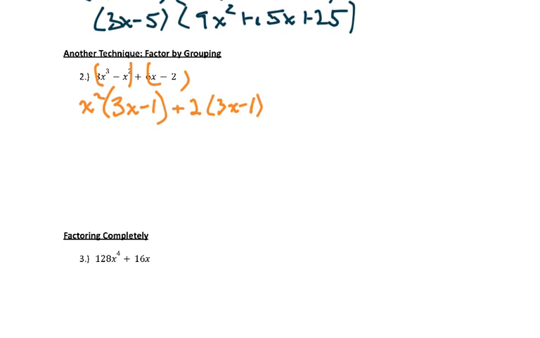So now, what can we factor out? That 3x minus 1, and I'm left with an x squared plus 2. And then always look to see if you can factor anything further, and in this case we can't.